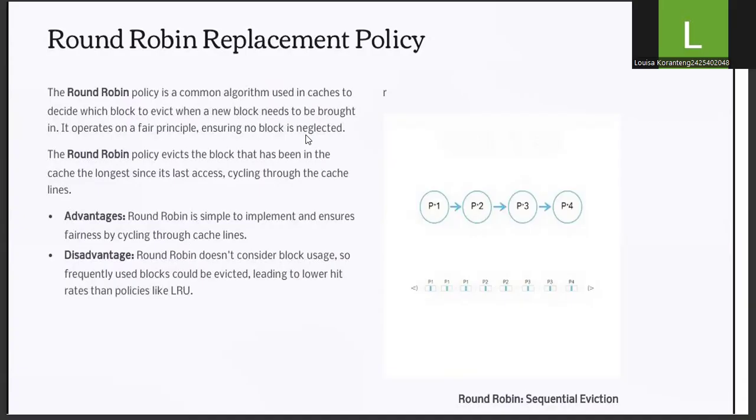Advantage: round robin is simple to implement and ensures fairness by cycling through cache lines. Disadvantage: round robin doesn't consider block usage, so frequently used blocks could be evicted, leading to lower hit rates than policies like LRU.